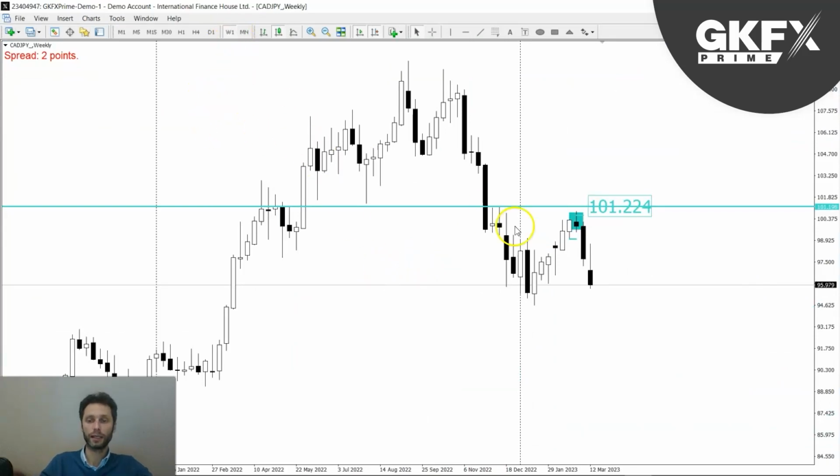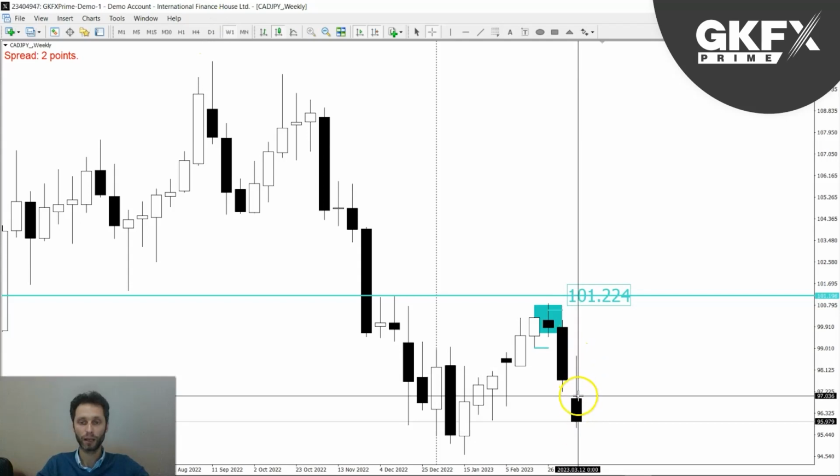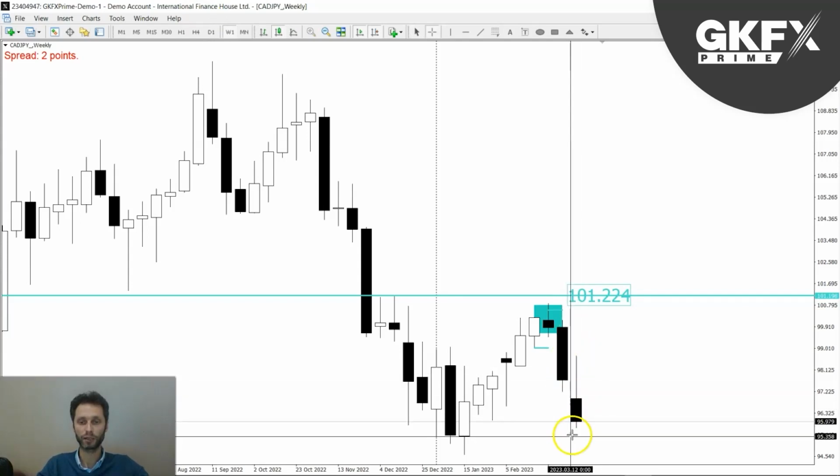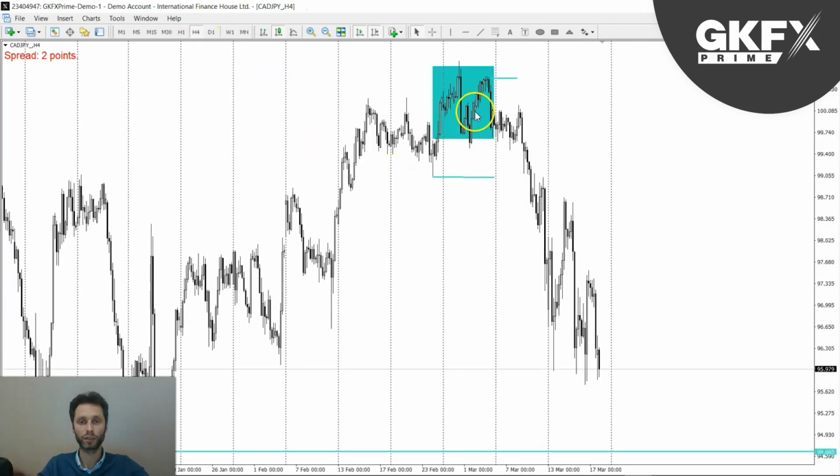Let's look at CAD yen now. Right, weekly on the CAD yen, we can see that we had the big bearish candle, left this very obvious wick to the upside. Very clear that we are now bearish and going to be aiming for this low as the next place to watch out for. So the reference point, that's it here.